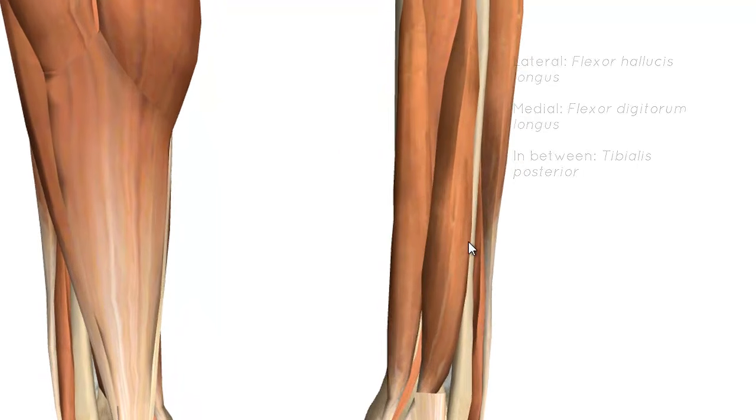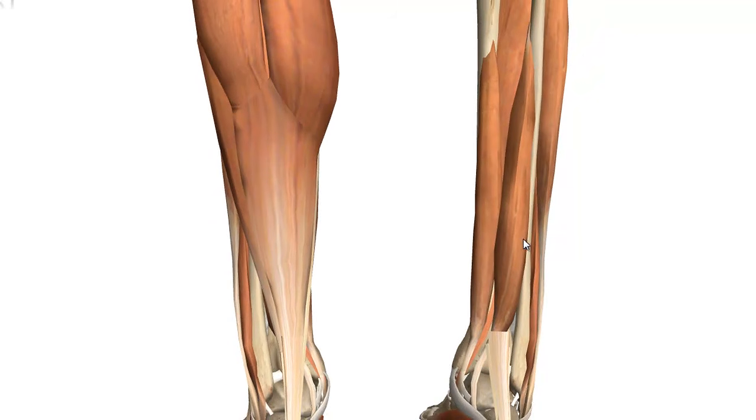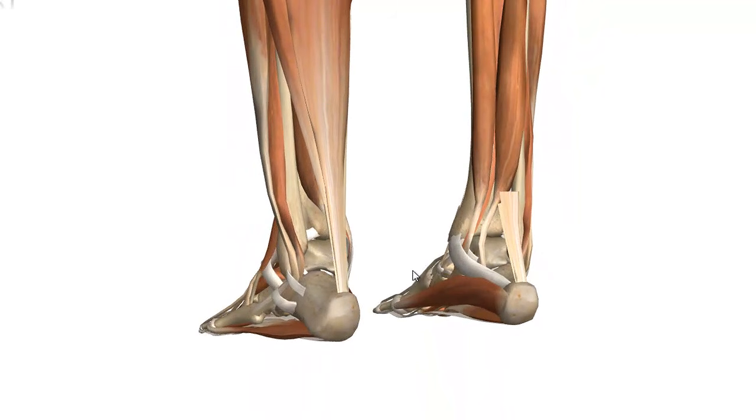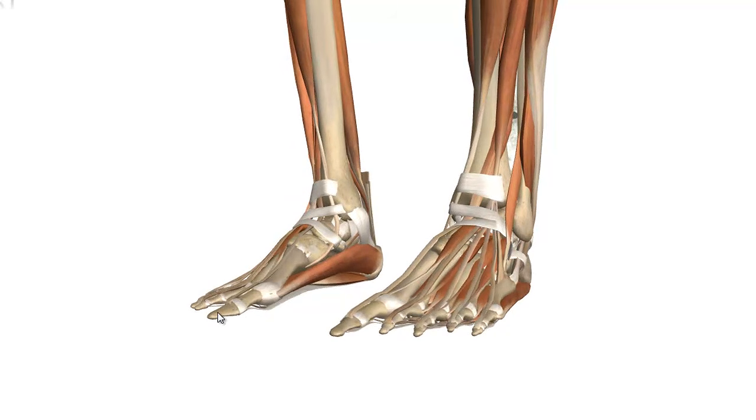So starting with the most lateral muscle, the flexor hallucis longus, you can see this originates on the posterior surface of the lower fibula, and also it originates on the adjacent interosseous membrane, which you can't quite visualize here, and it inserts on the base of the distal phalanx of the great toe.